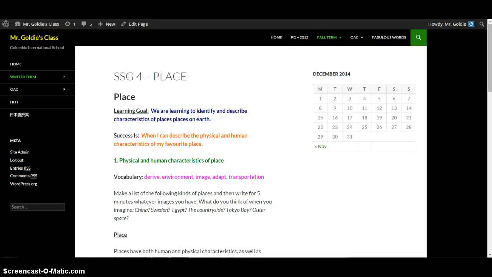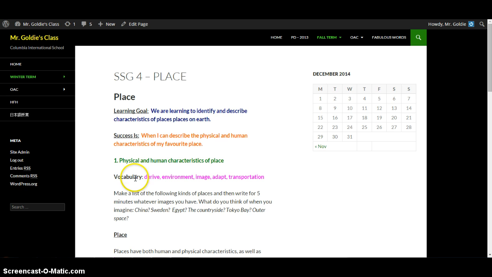Alright. Our learning goal: we are learning to identify and describe characteristics of places on Earth. So identify characteristics of places on Earth and describe characteristics of places on Earth. Success is when I can describe the physical and human characteristics of my favorite place. So we are learning physical and human characteristics of place in this activity.